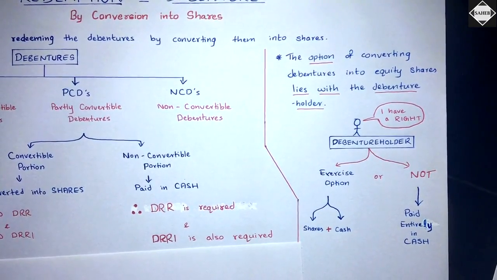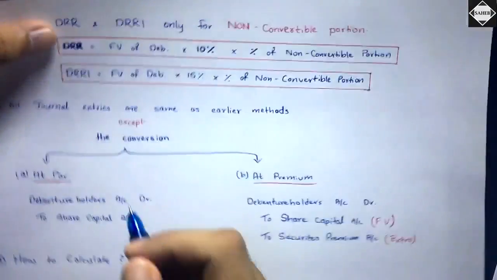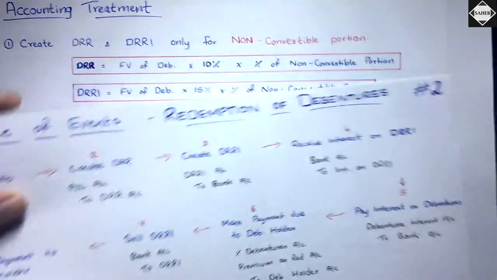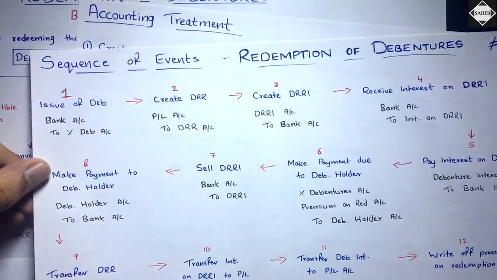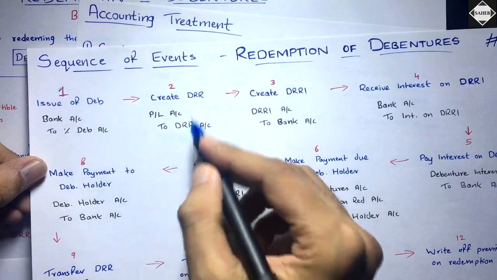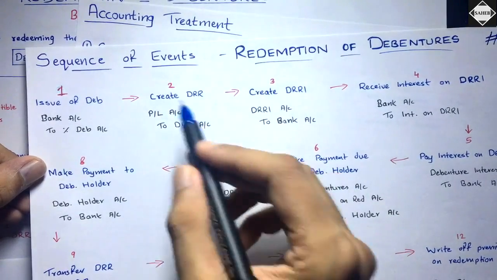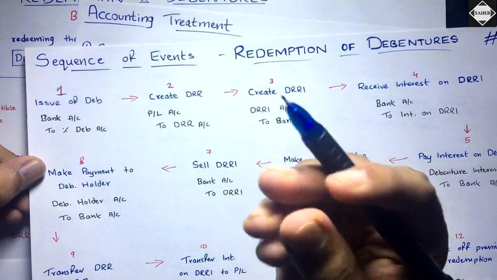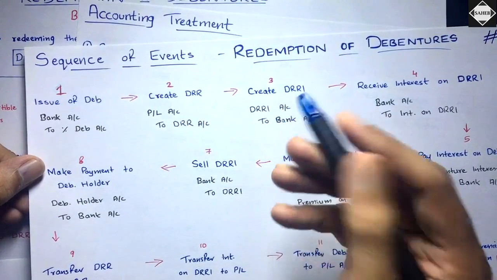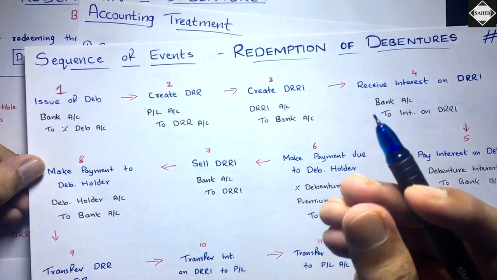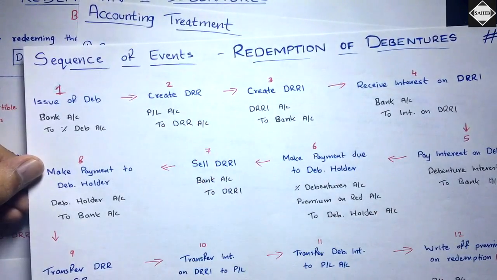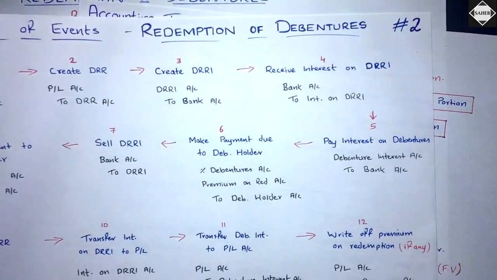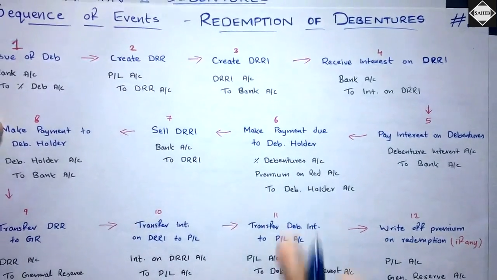Now the journal entries are all the same. All journal entries are the same as earlier methods, what we have seen in our sequence. Issue of debentures, of course that will be the same, because here redemption is not happening. And then create DRR only for non-convertible portion. The same entry you have to pass, but for the calculation you will take the percentage of non-convertible. Same in DRI also, 10% into 60%, like that. If non-convertible is 30%, then 10% into 30%, 15% into 30%, like that. You understood that. Then receive interest, pay interest, all that is the same. Due entry is also the same.